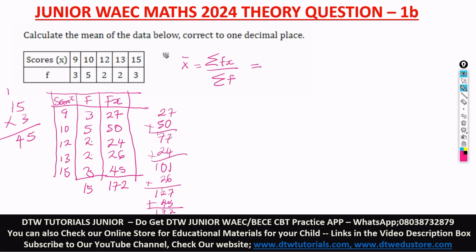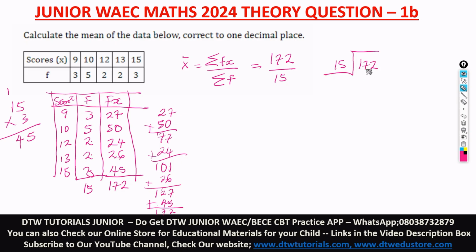So you must first state your formula, then you do your table. All right, so now we have 172 divided by the summation of our frequency, which is what? 15. Okay, do you want me to do long division with you? I know you will say yes. Let's do long division together. Okay, all right, so we have 15, 172.